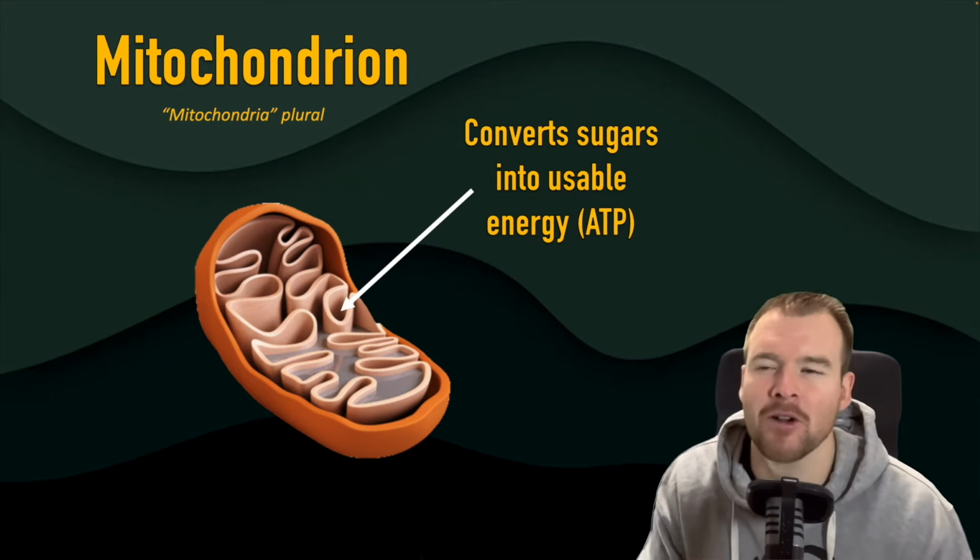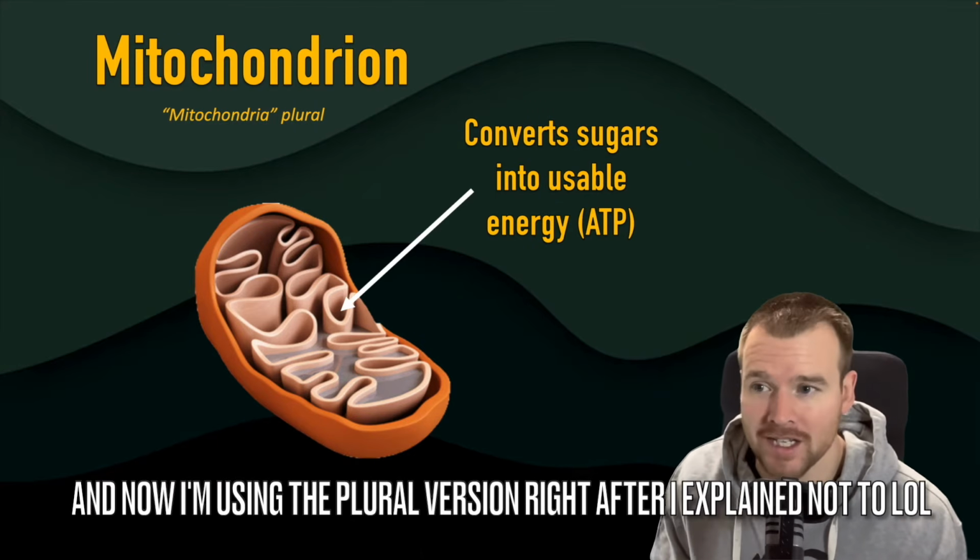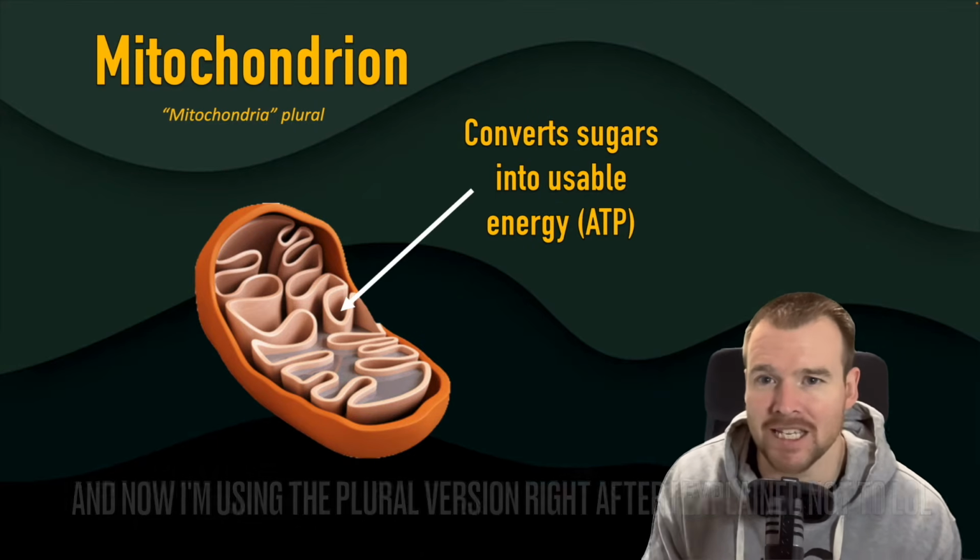Next up, a pretty popular one, the mitochondrion, which people often say mitochondria. I've even said that as well. Mitochondria is correct. It just means when there's more than one of them. The mitochondrion is the powerhouse of the cell. The mitochondrion converts sugars into usable energy for the organism, which is called ATP.